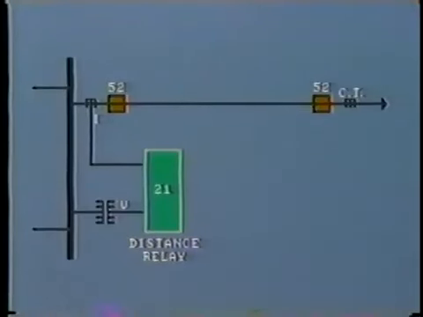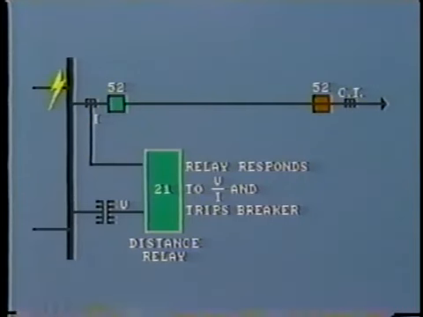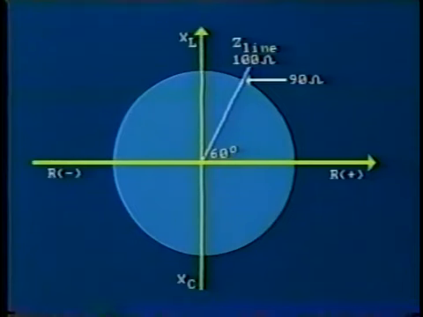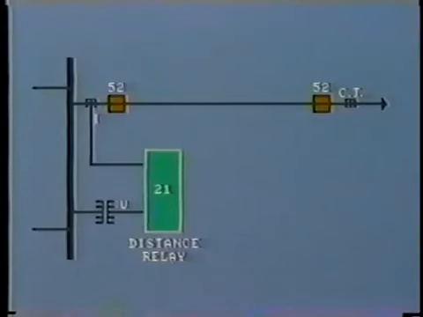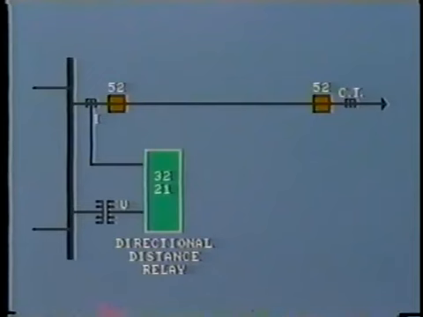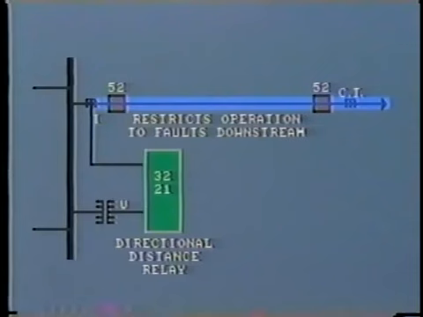In fact, it would trip for a fault upstream, that is, on the bus or on the line feeding the bus. Look, even though current through the CT is reversed, the relay still responds to high current in relation to voltage. That is, it sees a low impedance. On the circle diagram, this operating point would be out here in the third quadrant. To avoid this problem, directional relays, device number 32, are usually combined with balanced beam relays in order to restrict operation to faults downstream of the relay.